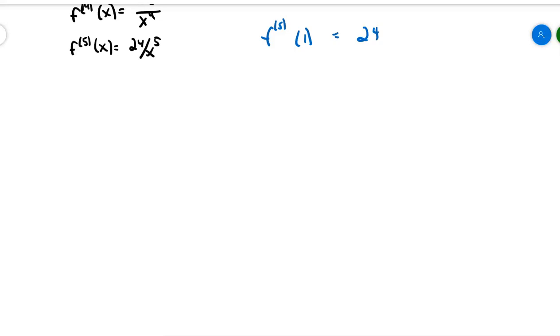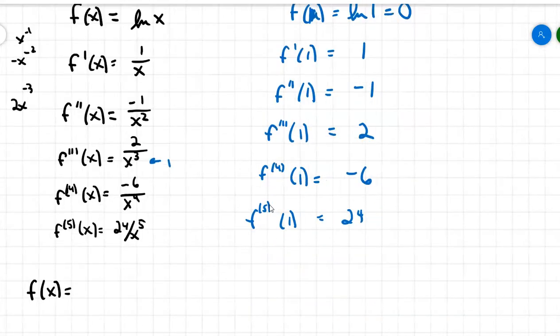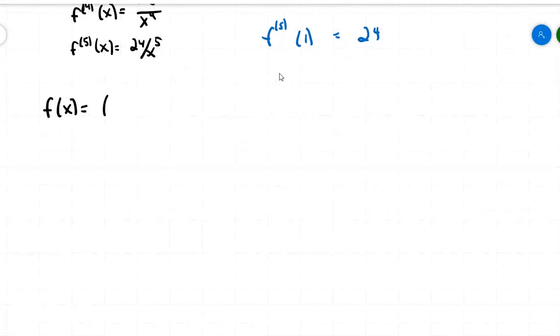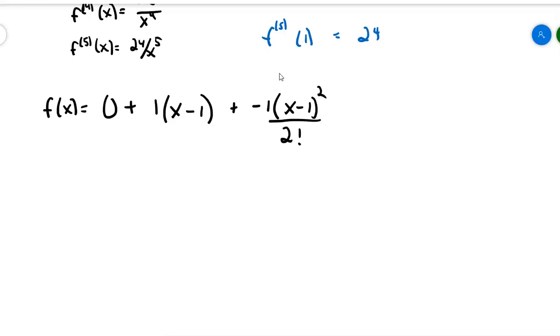So here's our formula. F of x equals, the first one is f of a. Now what is f of a? F of a in this case is 0, so I'm just going to write it as 0. We'll simplify this. All right, the next term is 1 times x minus a. X minus a in this case will be x minus 1 because a is 1. Then the second derivative, which is negative 1, x minus a to the second over 2 factorial.